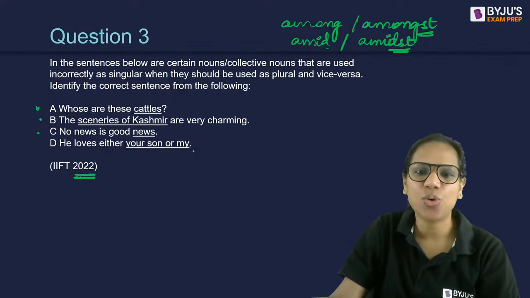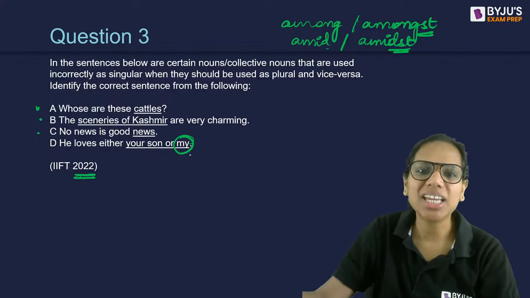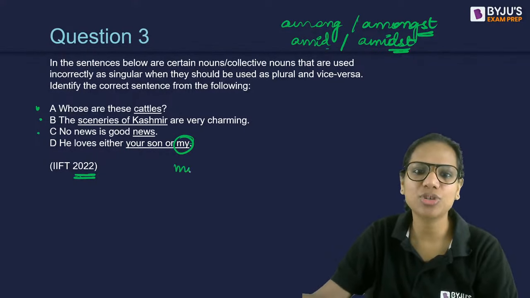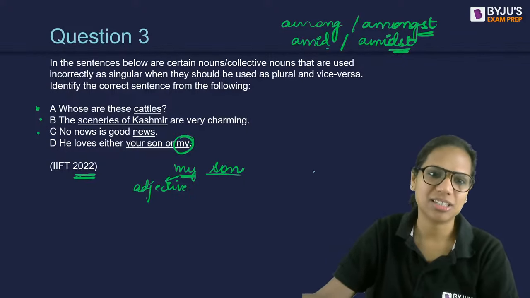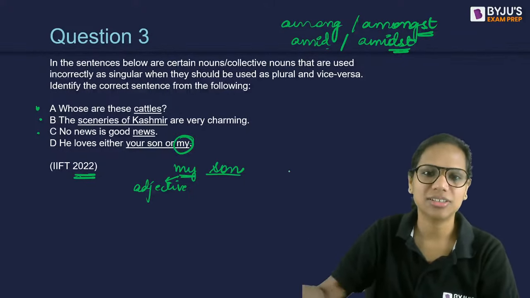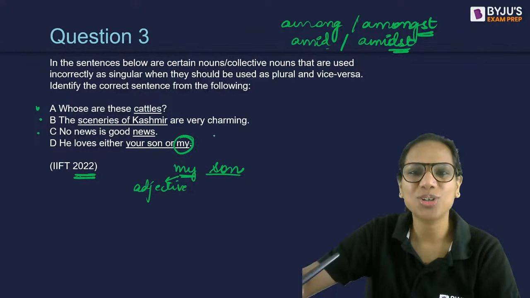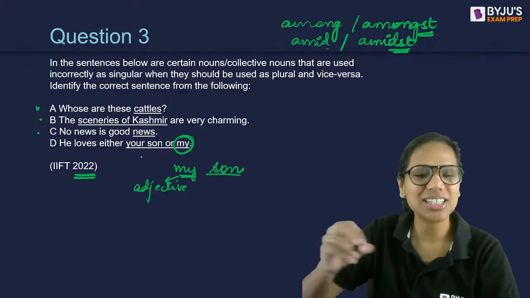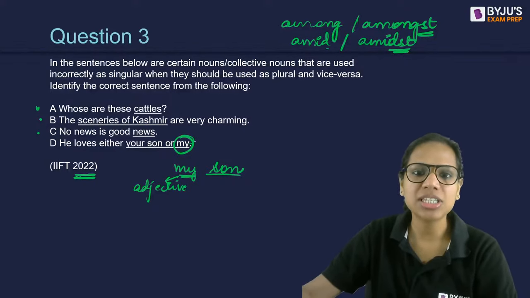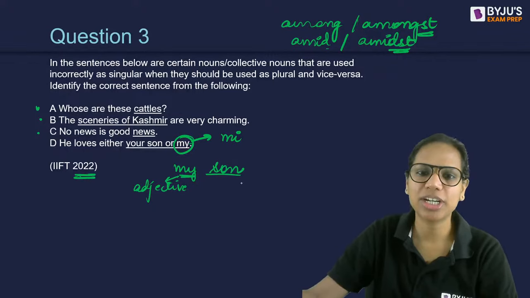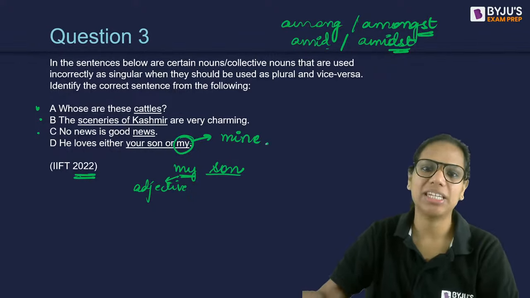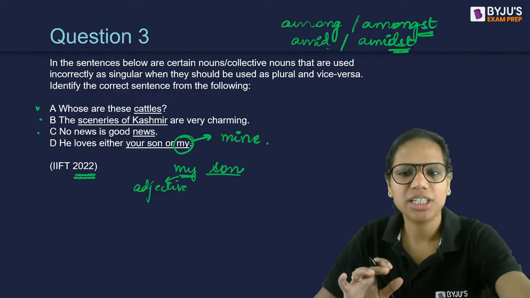He loves either your son or my cannot come in isolation. See, my functions as an adjective. It's a pronoun that functions as an adjective. So my needs something after it, right? My son. He loves either your son or my son, right? This in its current form is incorrect. So your son, or what should I write here? If I do not want to write son, mine. So D is definitely incorrect.